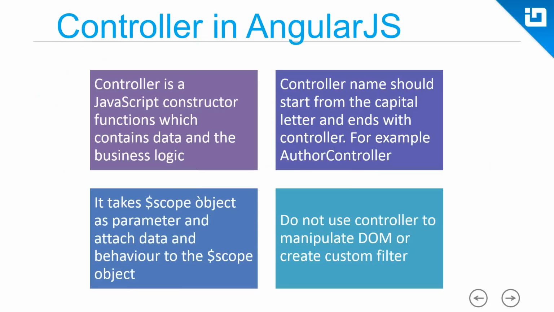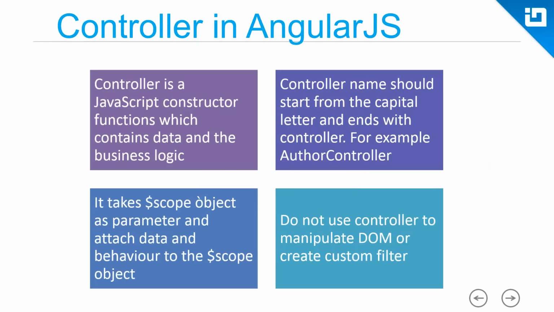A controller name should start with a capital letter and end with Controller, for example AuthorController. This is not a rule, but it is the standard you should follow. If you are writing a controller called, let us say, EmployeeController, E should be capital and Controller should be appended. Each controller takes a scope object as a parameter and attaches data and behavior to the scope object.